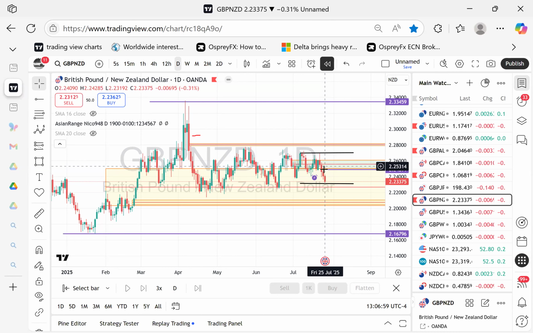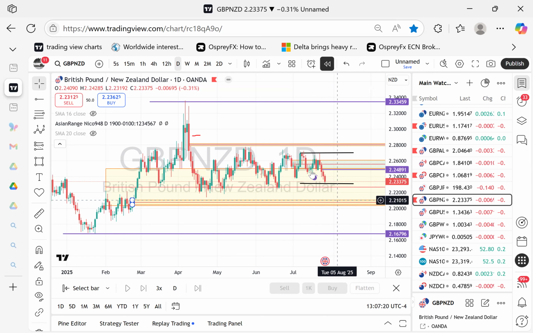We dropped down to the 4 hour. We said we had an imbalance here, and we had another one up here. We just have to wait to see if we get a change of character after it hits this imbalance, or if it goes up to the 4th. But yes, we're expecting price to pull back and then sell down.